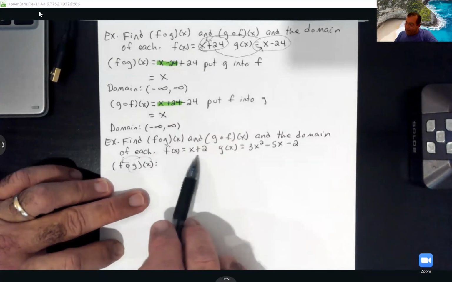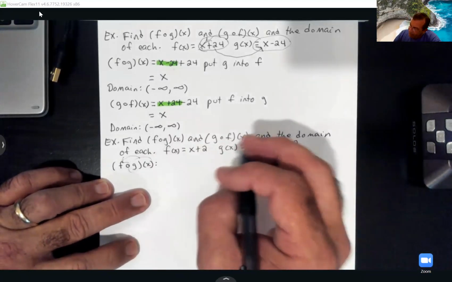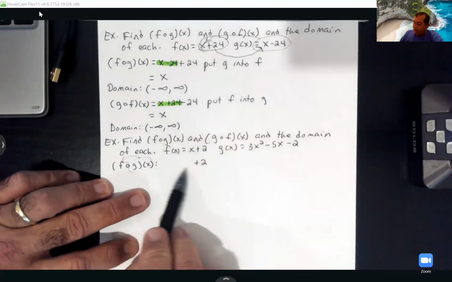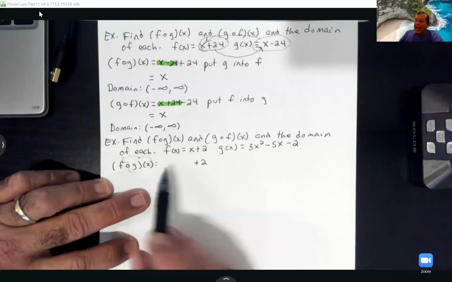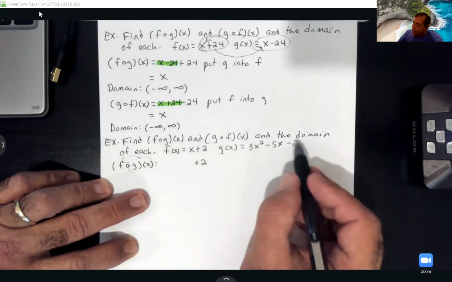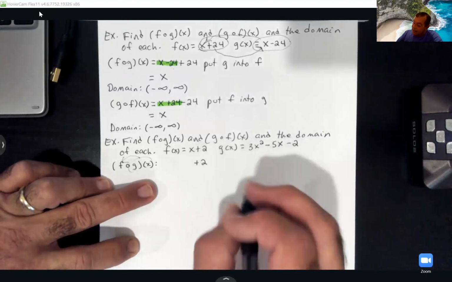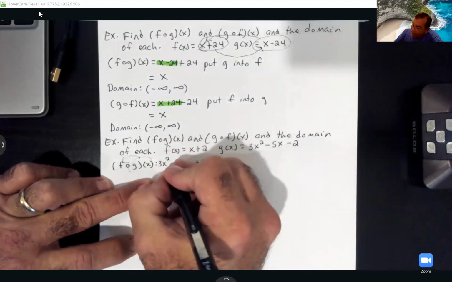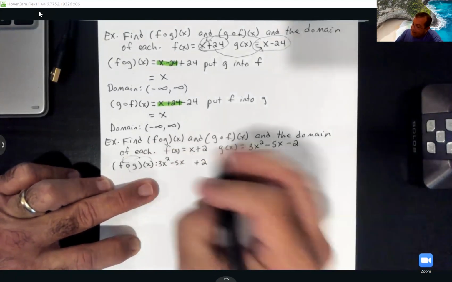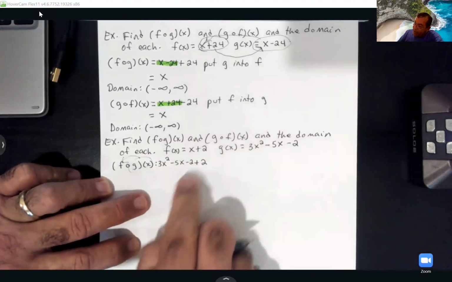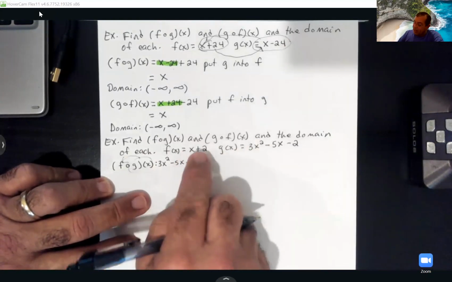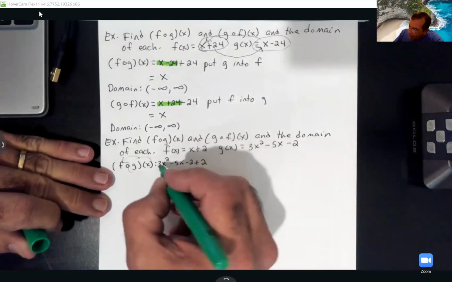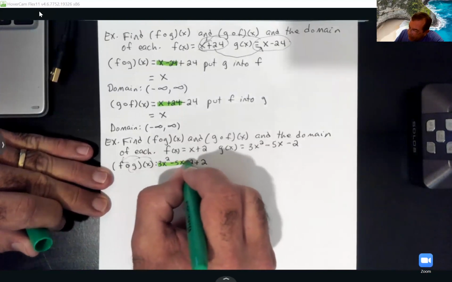So y'all look here, F is just an X plus 2. So X plus 2. But here's my X, and guess what? This whole function is going in for that X. So we'll have our 3x squared minus 5x minus 2. So that whole function is the X, and then we still got our plus 2. So let me highlight my function I put in again.